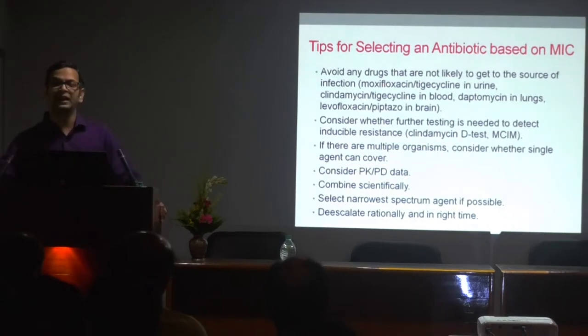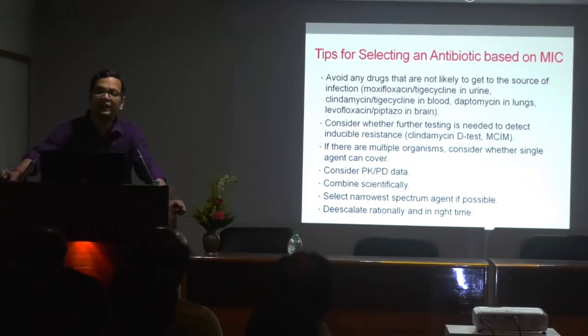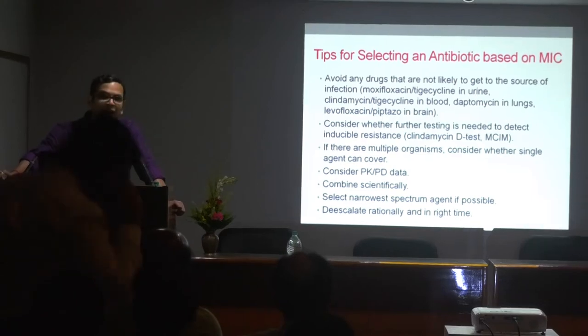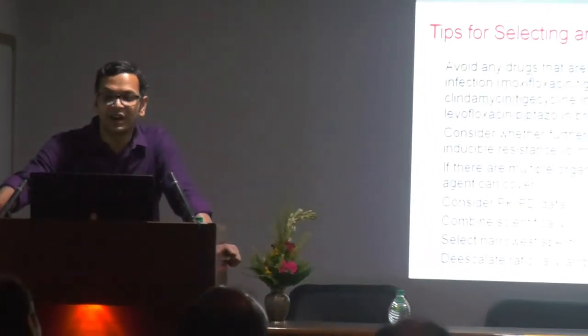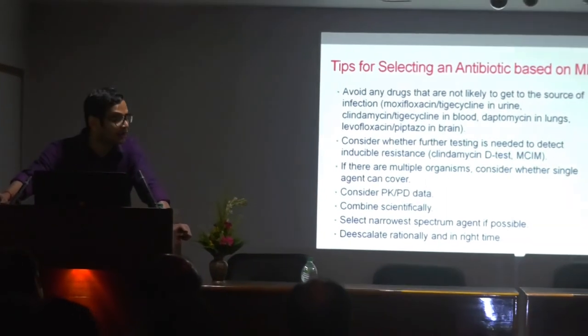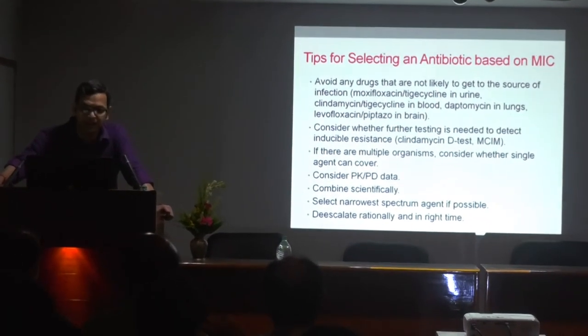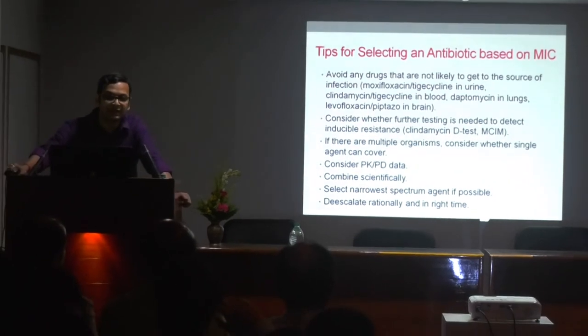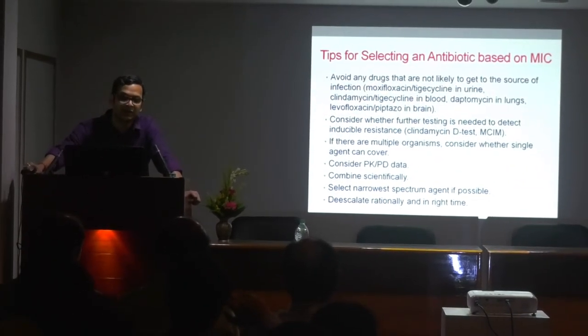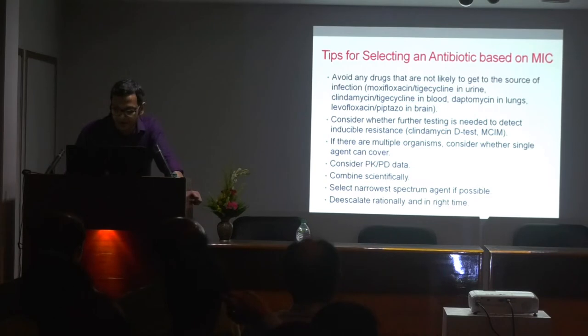So tips for selecting antibiotic based on MIC: avoid any drug that is not likely to reach the source of the infection, that is moxifloxacin and tetracycline in urine, clindamycin and tetracycline in blood, daptomycin in lung, levofloxacin and piperacillin in brain. Consider whether further testing is needed to detect inducible resistance or not. If there are multiple organisms, consider whether a single agent can cover them. Consider PK/PD data. Combine scientifically, select the narrowest spectrum agent if possible, de-escalate rationally and at the right time.